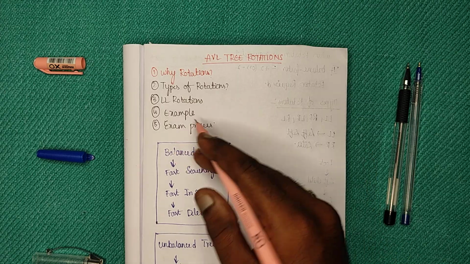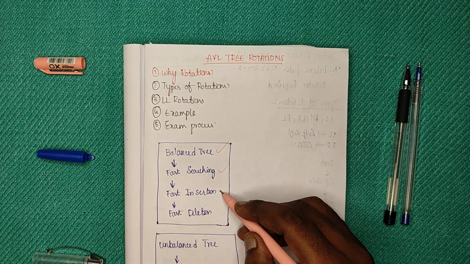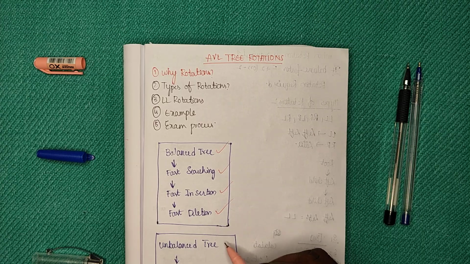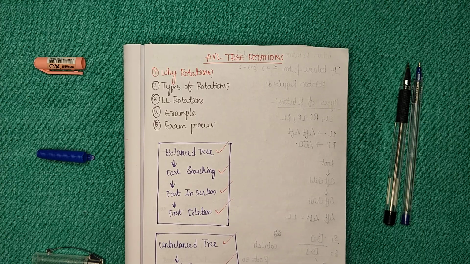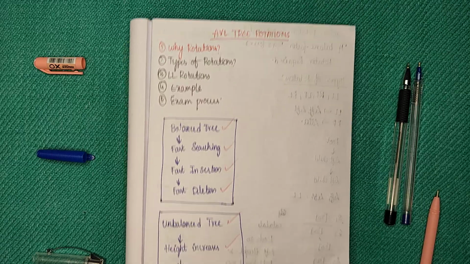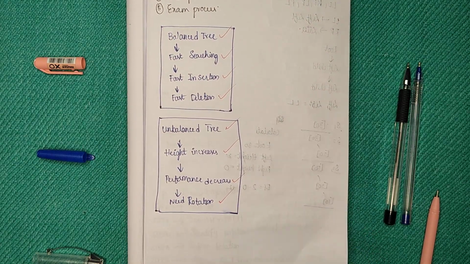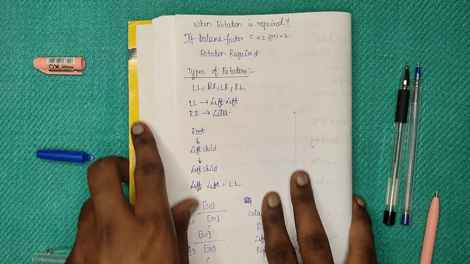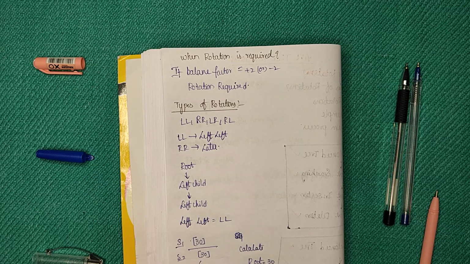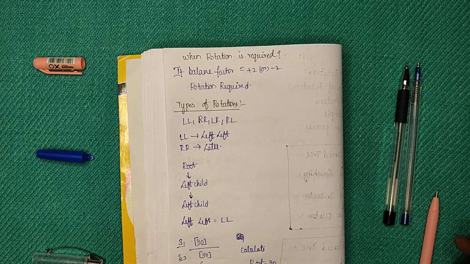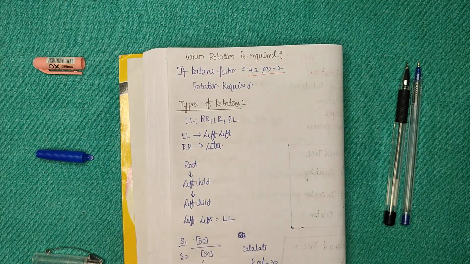A balanced tree gives fast searching, fast insertion, and fast deletion. In an unbalanced tree, the height increases, performance decreases, and rotation is needed. When is rotation required? If the balance factor is +2 or -2, rotation is required. Students, remember, never rotate when the balance factor is -1, 0 or +1. Only rotate when the balance factor is +2 or -2.